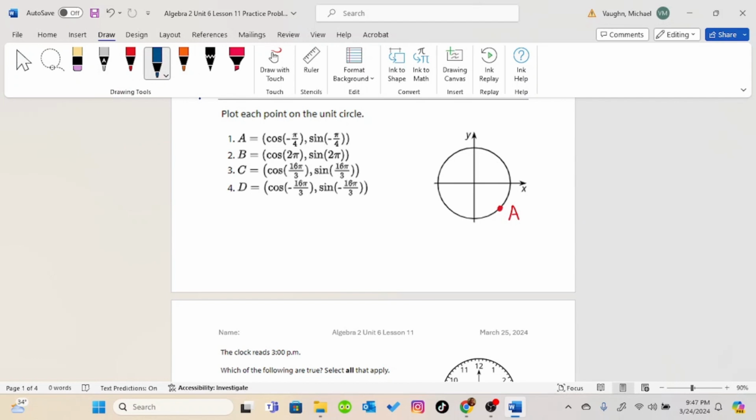For point B, we have an angle of positive 2 pi. That means we start at the right, we make one full rotation counterclockwise, and we end up back at our starting point. So this blue point is B, 2 pi.